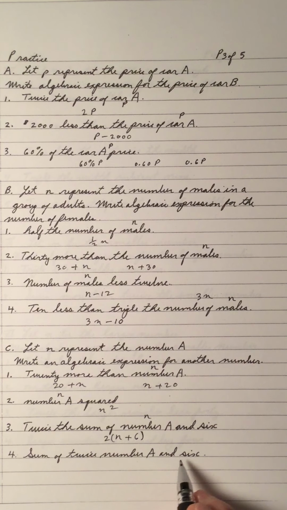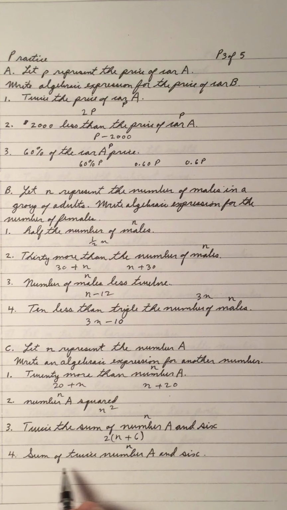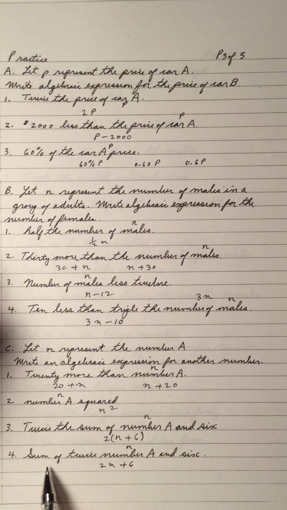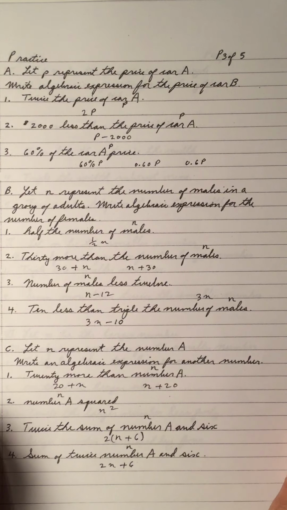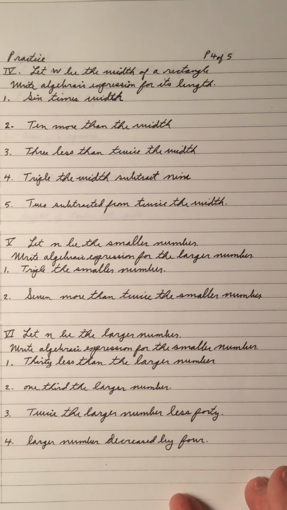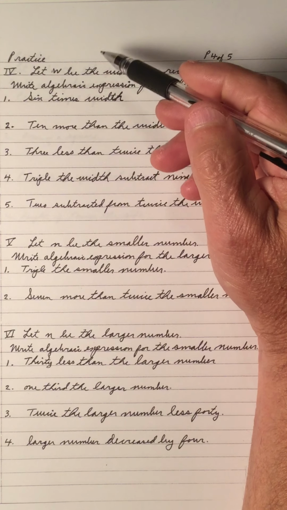The sum of twice A and 6. The number A is N, so the sum of twice A plus 6. So twice A is 2N. Sum is add 6, so it's the sum of twice N plus 6. So writing different variables, hopefully you're getting used to it. More practice. Pause your video and work these out.